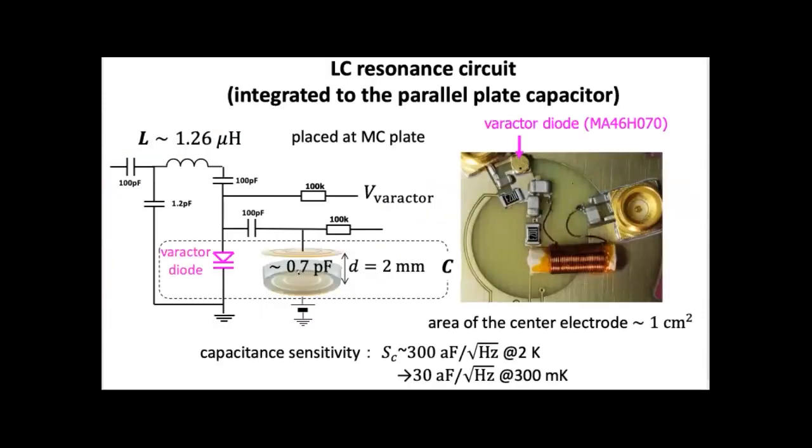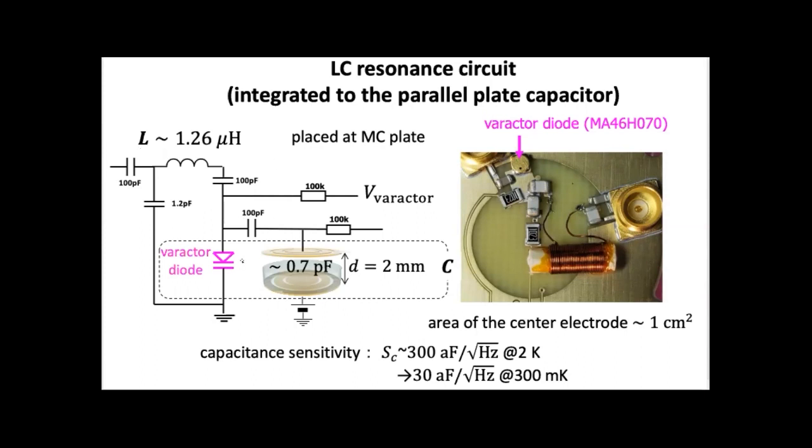We have this kind of parallel plate capacitor. It's actually a big capacitor. The area of this capacitor is around 1 square centimeter, and we can trap 10 to the power of 7 electrons between these plates. The capacitance of this capacitor is around 0.7 picofarad. On top of this capacitance, we put this inductance. Sorry that this circuit looks complicated. What is important is that we have the inductance here and the capacitance here, so we have the LC circuit.